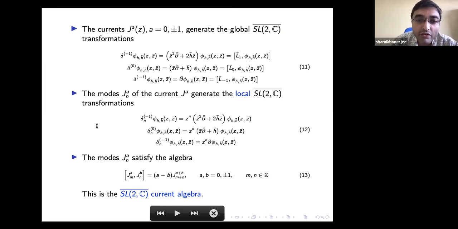Okay. So now I can define the modes, J^A_n, which generate the local SL2C bar transformations of this form. These modes satisfy the standard algebra of the form that the commutator of J^A_m with J^B_n is equal to (A minus B) times J^{A+B}_{m+n}, where A, B are 0 and plus or minus 1, and m and n are integers.